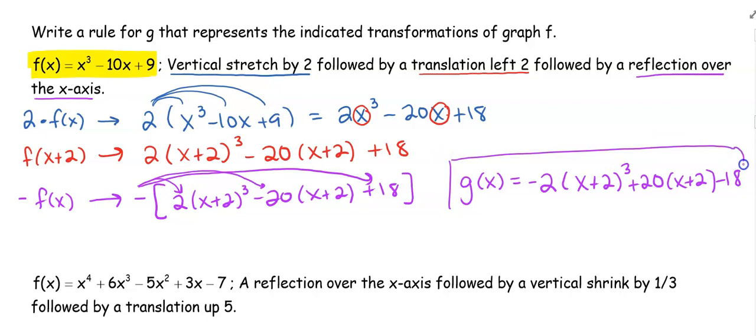Now, technically, in this equation, I could distribute the 20 to the x and the 2 because that's not being trapped by an exponent the way the first piece is. You can do that and it's going to be correct, or you can leave it here so that we can see the transformations. Either answer is going to be good.